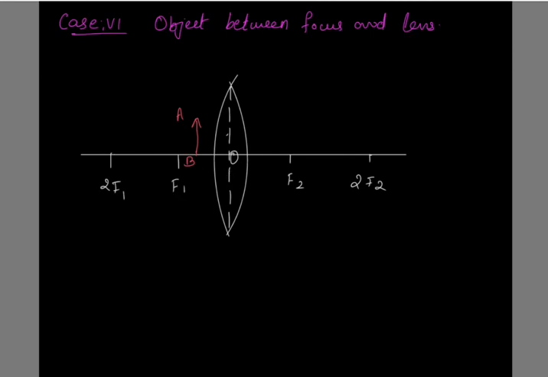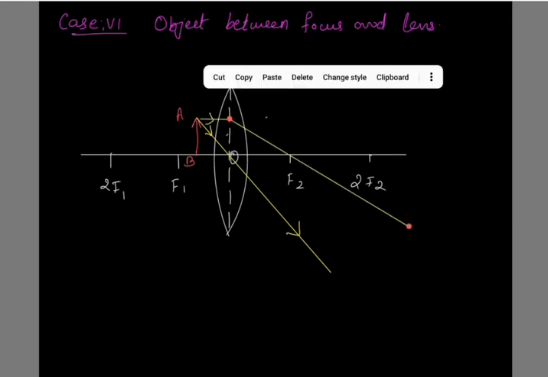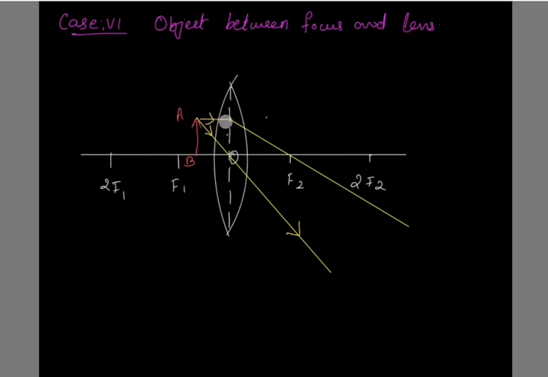So here also we consider two rays, one passing through optic center, the other one which is parallel to principal axis. So this is the ray which is passing through optic center, which goes undeviated. Now the second ray. So the second ray is the ray which is parallel to the principal axis. After refraction, it goes through the focal point.